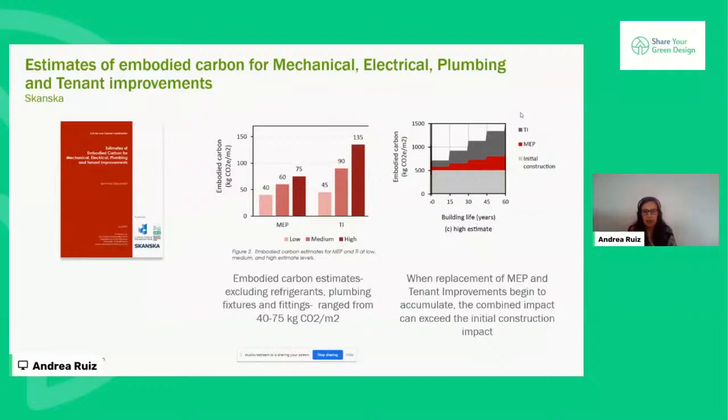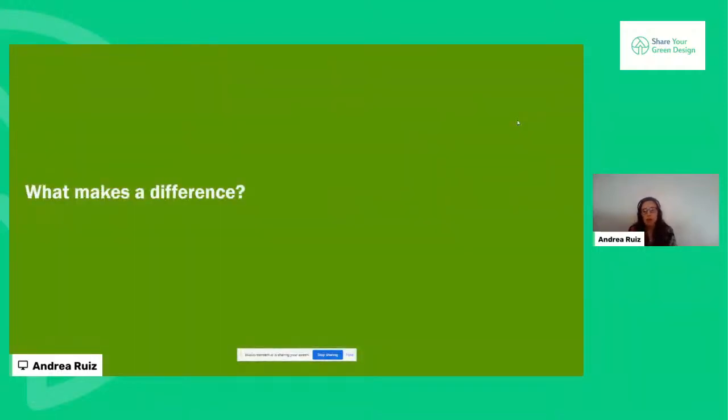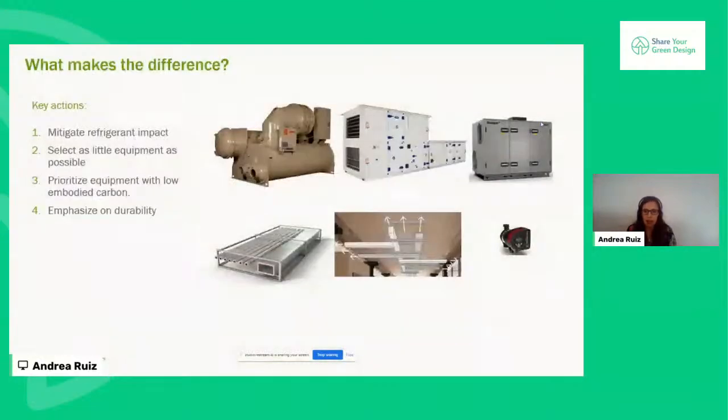Yes, so now that we have seen an idea of how the estimates of embodied carbon could be for MEP, we'll jump onto how we could make a difference. How could our design ensure that we do our best to have low embodied carbon? So please note that this is in no way something specifically described in any of the guides. This is just an idea I want to bring to you.